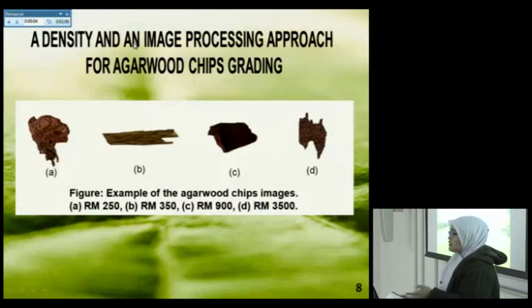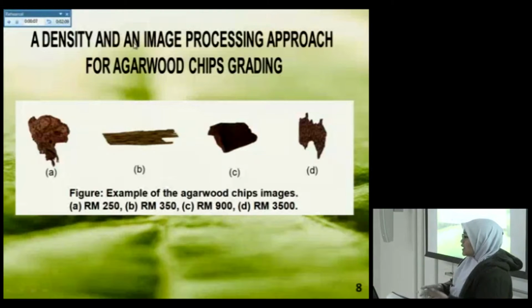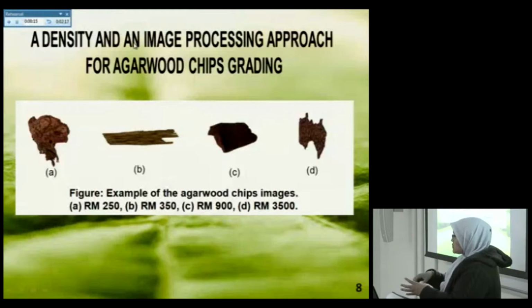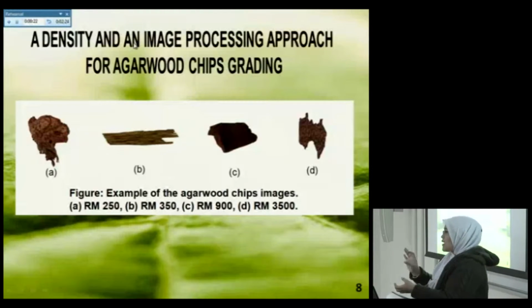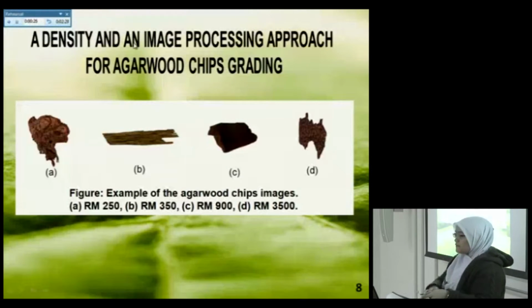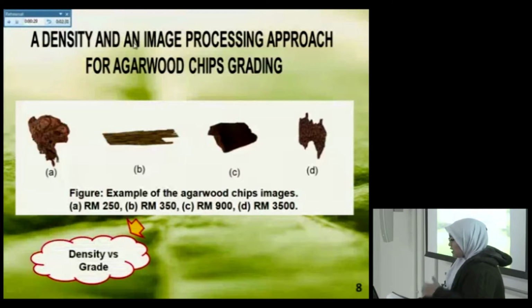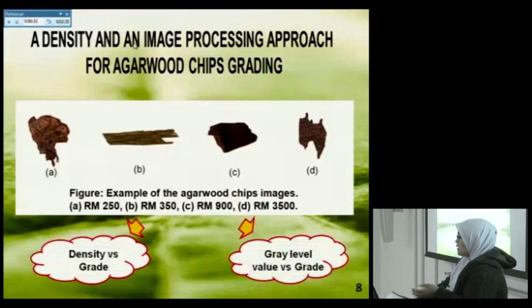According to them, they grade based on the color. The darker the wood, the higher the price. The second one is that if the higher priced chips are put into water, they will sink, but the lower priced ones will float. Based on this, we tried to get the correlation between the density and the gray level value, and compare with the grades that they use manually. In this study, we found that the gray level value gave a better result compared to the density. Further study has been done by other students regarding agarwood chips grading.